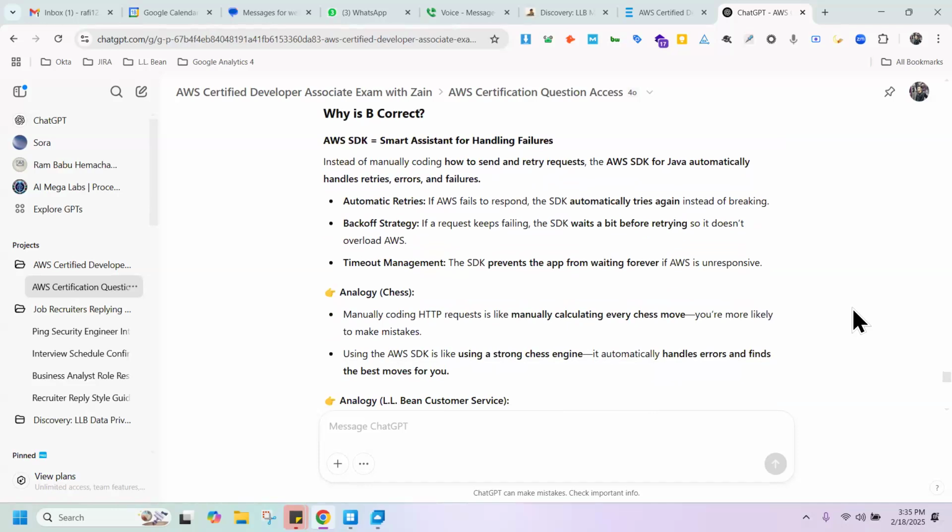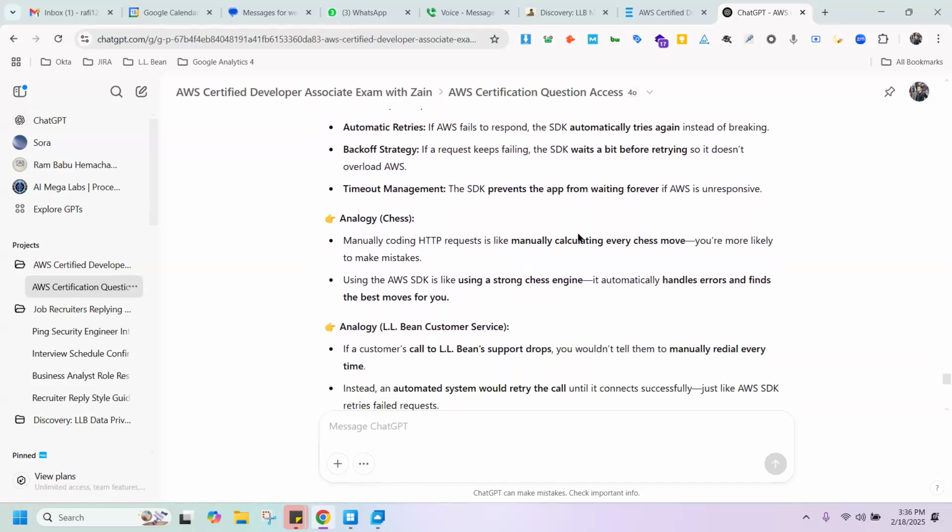Now we associate this answer with your chess example. You can compare this with that, right? Let's suppose you are playing chess and you manually calculate some things, so there are more chances of making a mistake. Whenever you do things manually, there are more chances of making mistakes, right? And whenever you do something automatically, there are fewer chances of making mistakes.